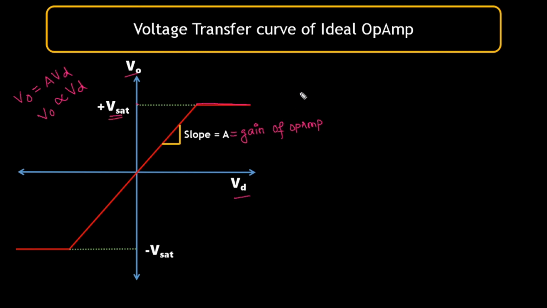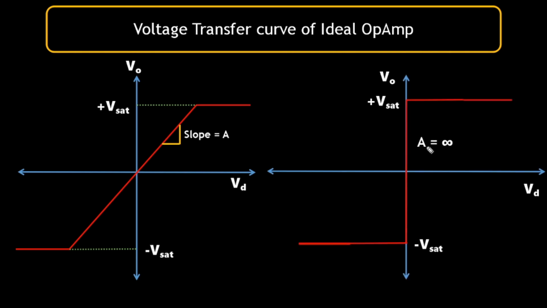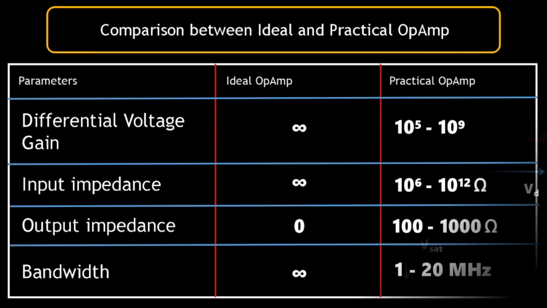Now, in case of an ideal op-amp, the open loop gain A equals infinity. Now, in order for the slope to be infinity, it should be along the y-axis. So the transfer curve of an ideal op-amp should look something like this. Here we can see the slope of the curve is infinity, which means the gain of the op-amp is infinity. And after the certain Vsat, the voltage across the output saturates, just as in case of a practical op-amp. So now a comparison between ideal and practical op-amp is done.